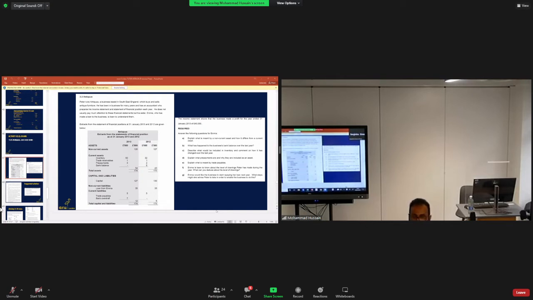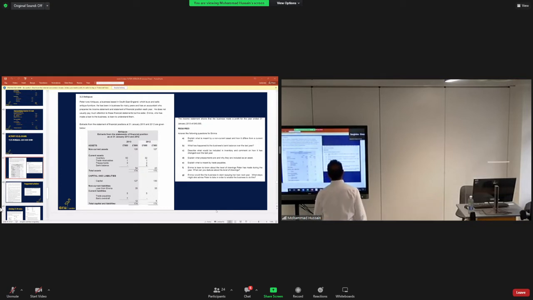And what is the question? It says, explain prepayments and why they are included in the assets. Because it's your money. You paid too much in advance, so this is the asset. Absolutely.